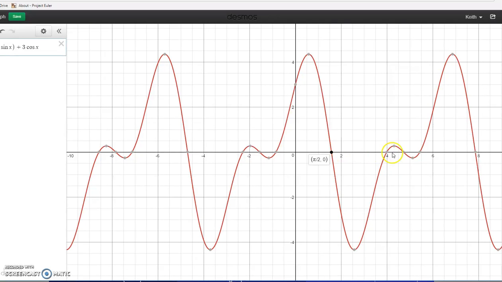Pi over 2. 3 pi over 2. 5 pi over 2. Negative pi over 2. Negative 3 pi over 2. Negative 5 pi over 2. So there's your pi over 2 plus k pi. Sorry, I was right. So there's those. Here's your 3.99 plus 2k pi. And here is your negative 0.848 plus 2k pi. And that's altogether all your solutions.